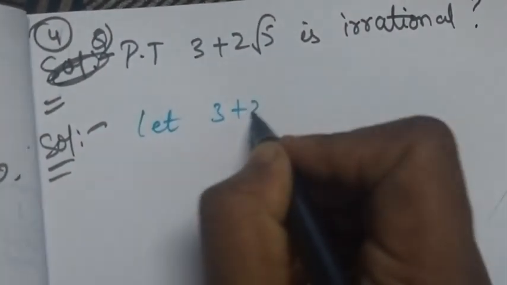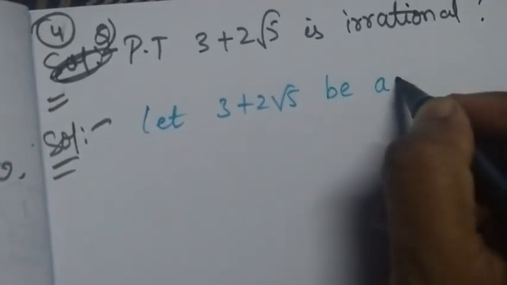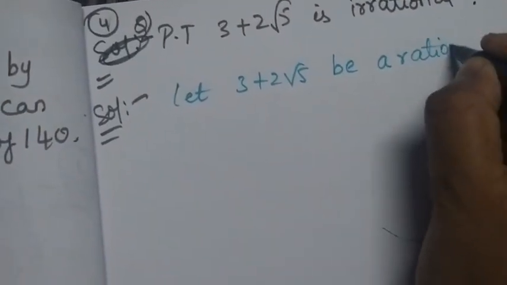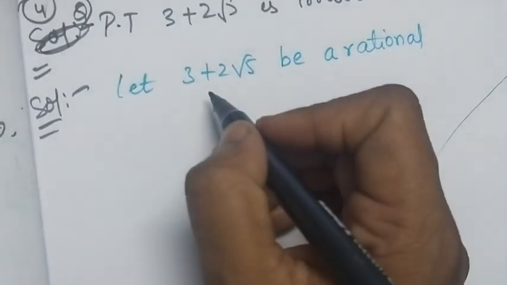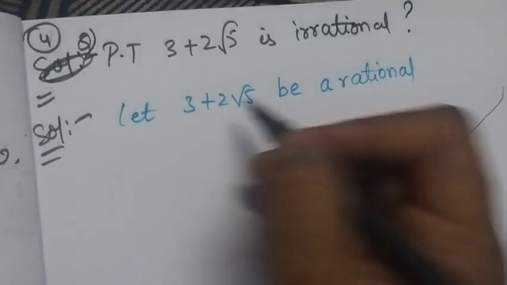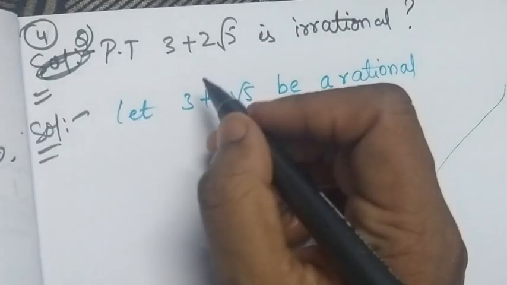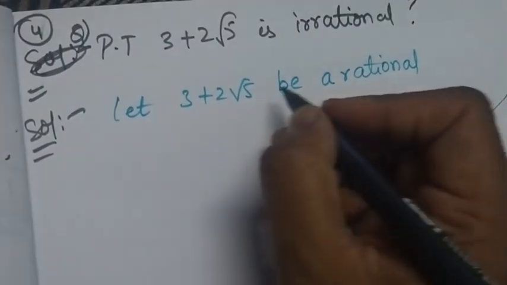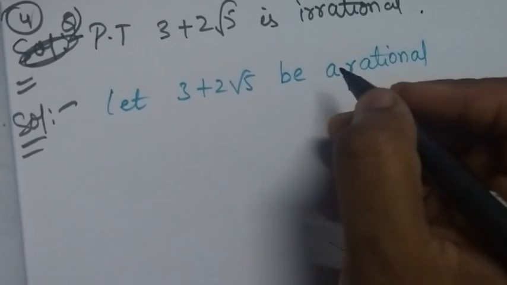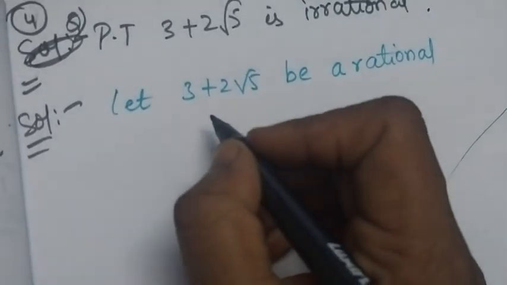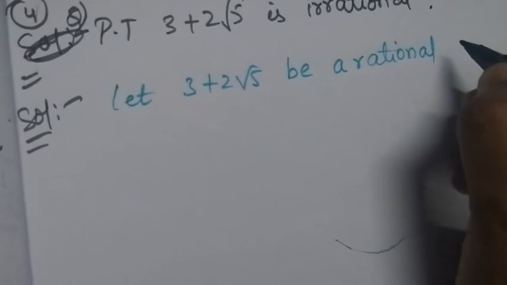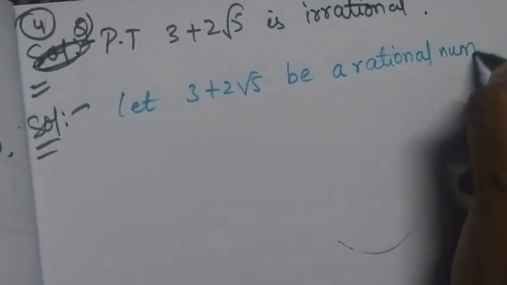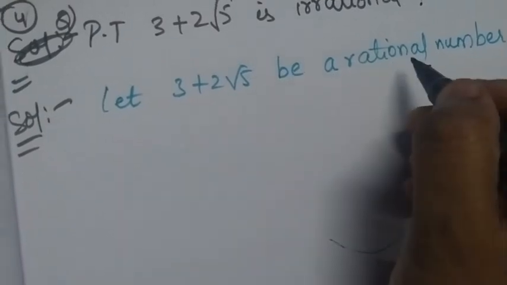See here, we have to prove. Okay, let us take 3 plus 2 root 5 to be a rational number. Okay, if we conclude that this is wrong, then that number is irrational. So we are taking the converse, because we have to prove irrational. We are taking, let it be a rational number. 3 plus 2 root 5 be a rational number. Okay, we have to prove that it is not a rational number.